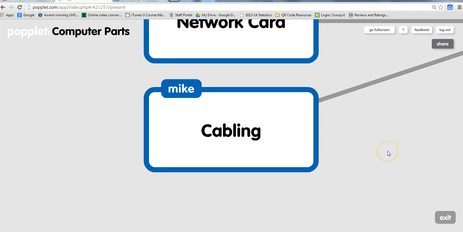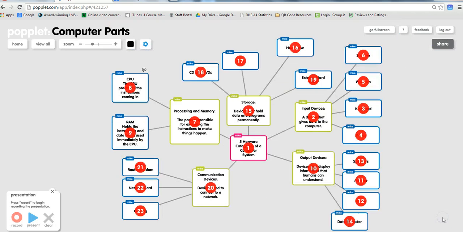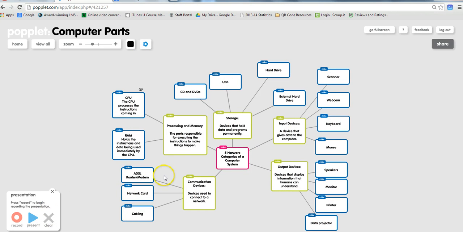And if we look at all that together, we have our 5 categories of hardware for a computer system: input, processing and memory, output, storage, and communication.